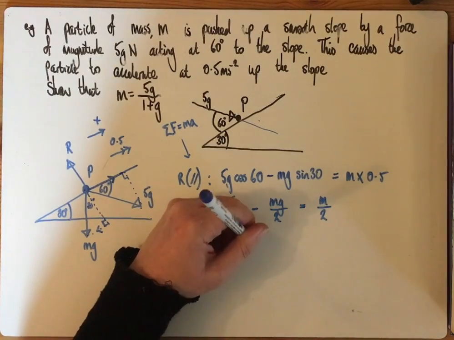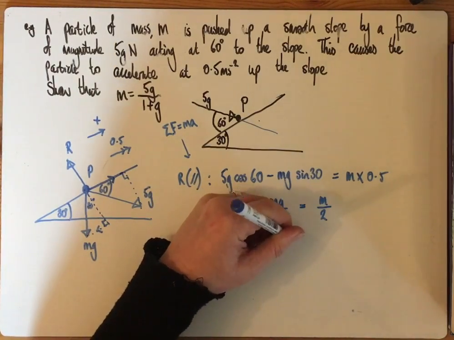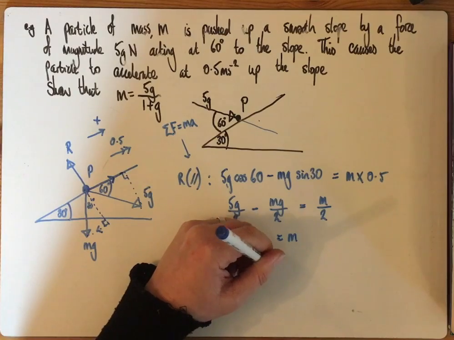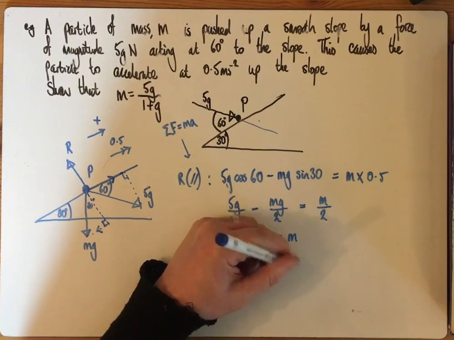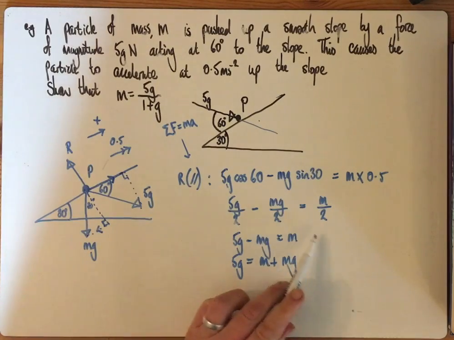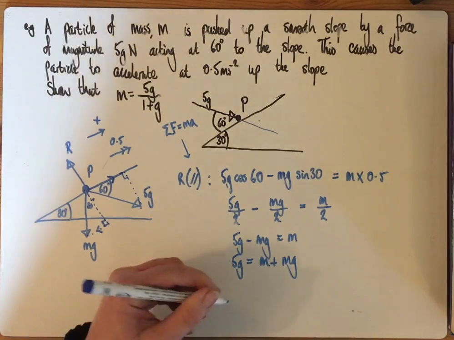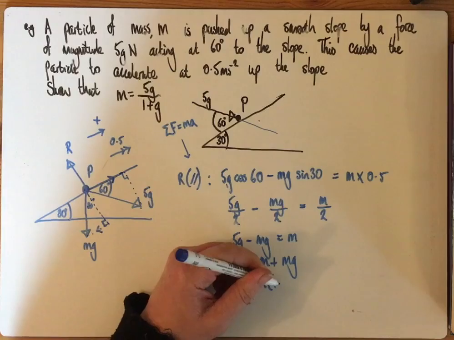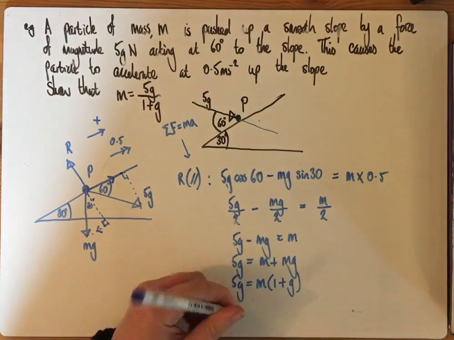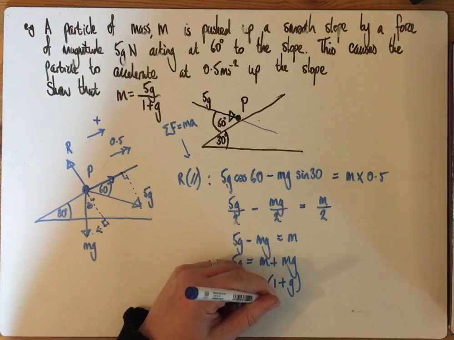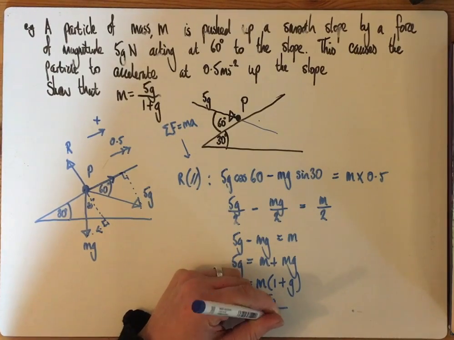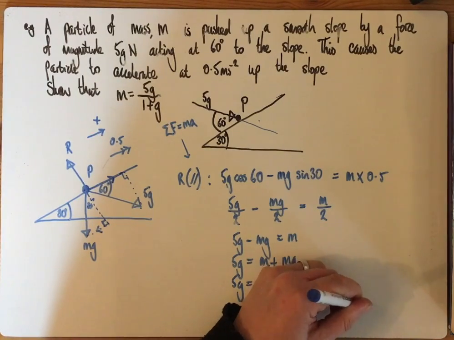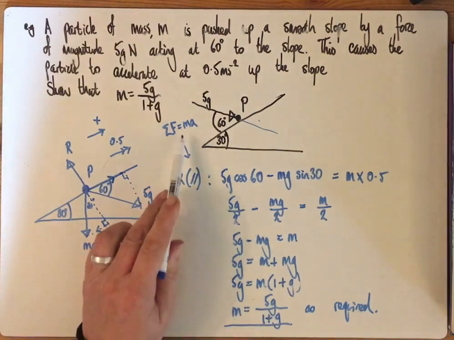So 5g minus mg equals m. 5g is equal to m plus mg. I want to make m the subject, so I'm collecting all the m's to one side, and then I can pull m out as a factor. So hopefully you're good with that bit of algebra. We've seen that a few times now. And so m is equal to 5g over 1 plus g as required. So resultant force for F equals ma.